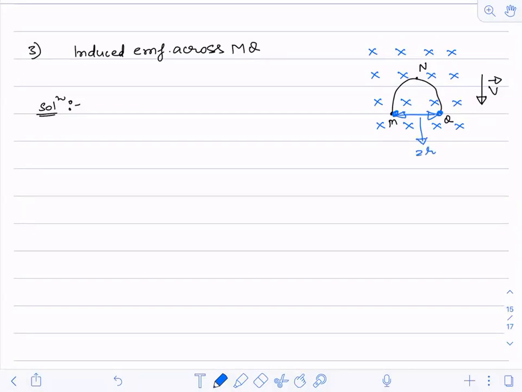Now, is it moving perpendicular to the magnetic field or along the magnetic field? Is it perpendicular or along? Okay, Surya, you have given the correct answer. I have got at least one correct answer. What is EMF induced? BLV or BVL. I have given you the magnetic field value, I have given you the velocity value. Length is 2R.